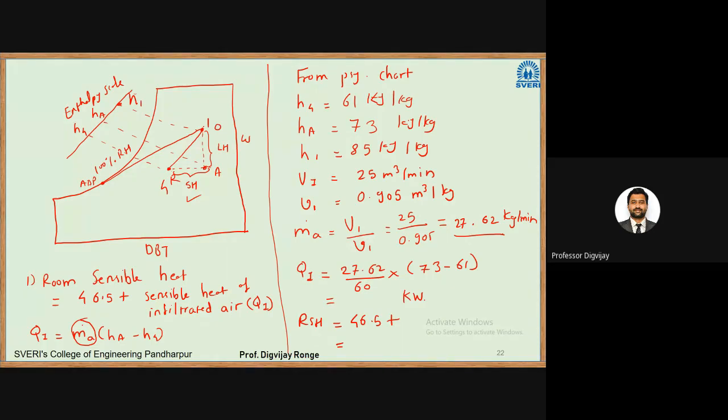Okay, so RSH, yes, Pradyumna has calculated. Big thank you to Pradyumna. That is 52.02 kilowatt. Right. So this way we have calculated the RSH.